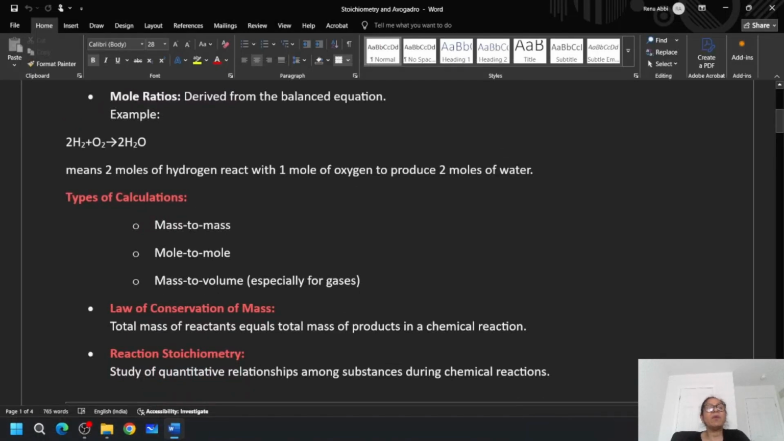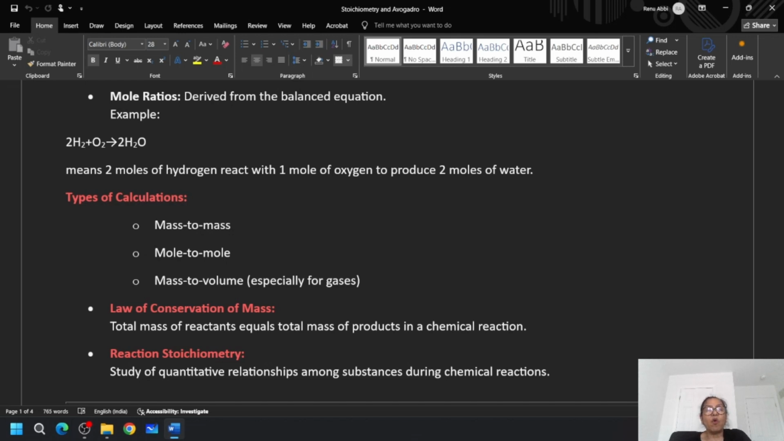It also helps in different types of calculation. For example, mass to mass ratio: if the mass of one reactant is given, we can calculate the product mass also, or the mass of the other reactant can be calculated on that basis. Mole to mole ratio: if the equation is given in the form of moles, then another product in moles can be calculated.